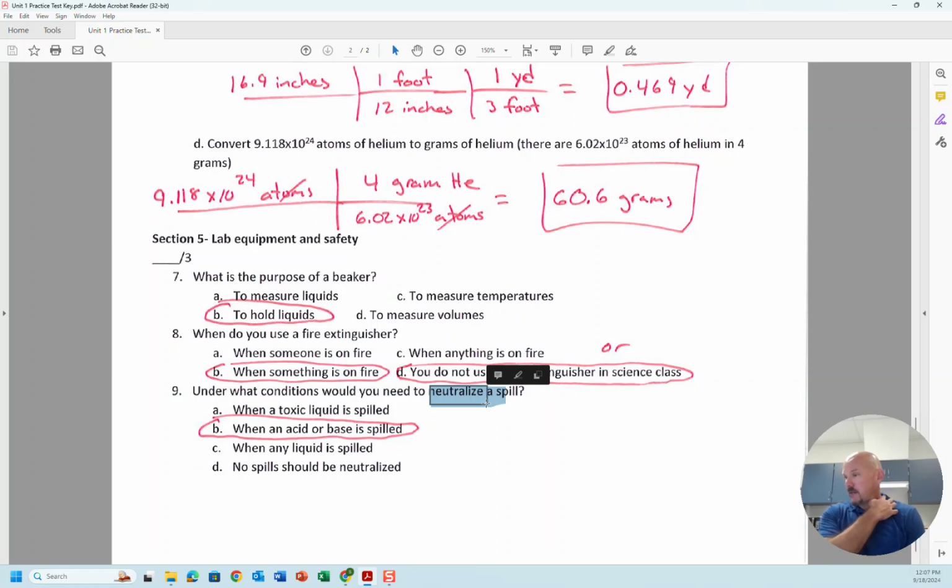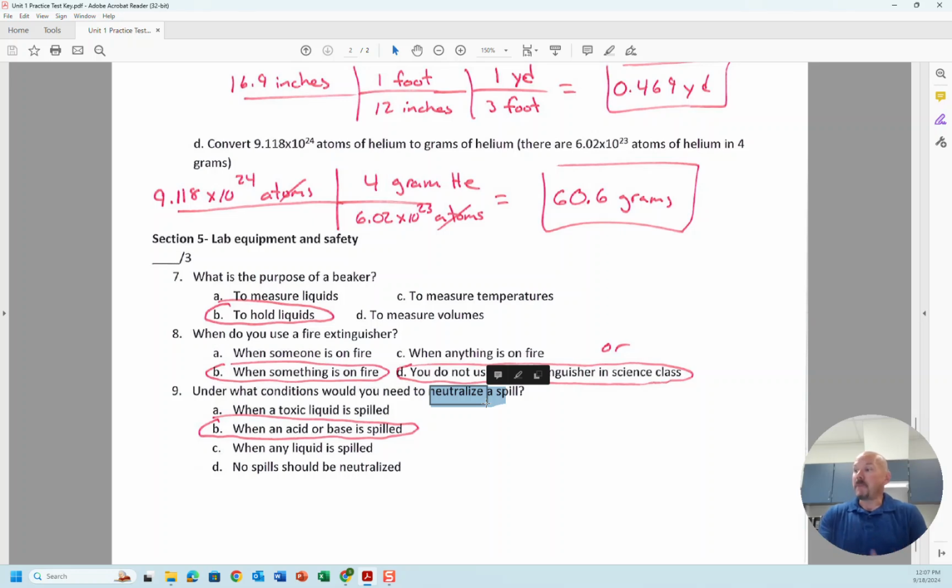We kind of talked about it in class a little bit. We'll study it a lot more later on this year. But it's what acids and bases do to each other. Acids neutralize bases, bases neutralize acids. We're going to talk about all the chemistry behind that. But right now you just need to know acids neutralize a base and bases neutralize an acid.